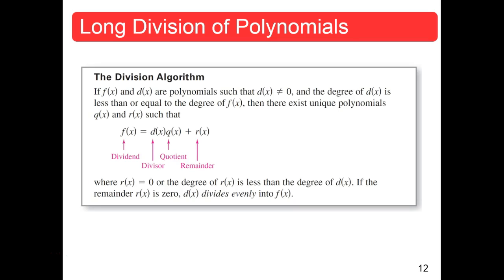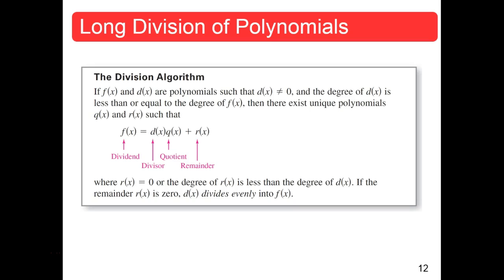Now, that r can have variables in it, r of x, such that f of x, your dividend, is equal to the divisor times the quotient plus the remainder. All these now can be functions of x. For r of x, either r of x is equal to 0, which means these are factors, okay? Or the degree of r of x has to be less than the degree of d of x. Has to be, otherwise you haven't finished dividing.